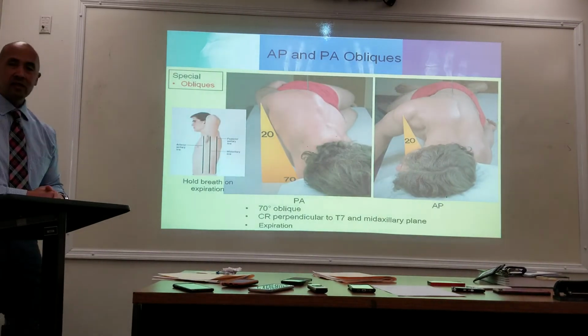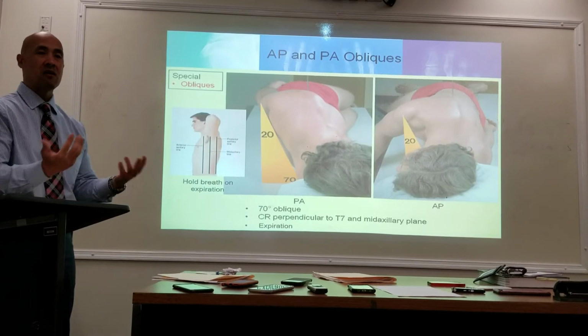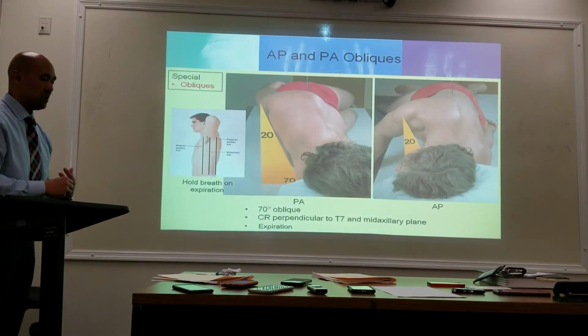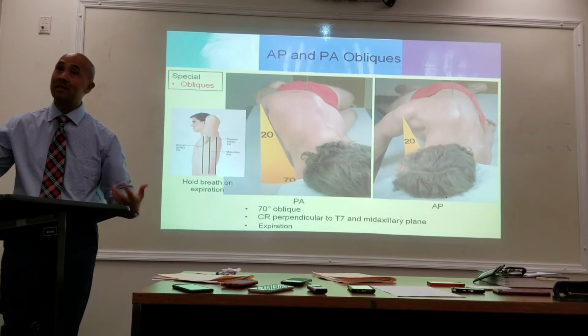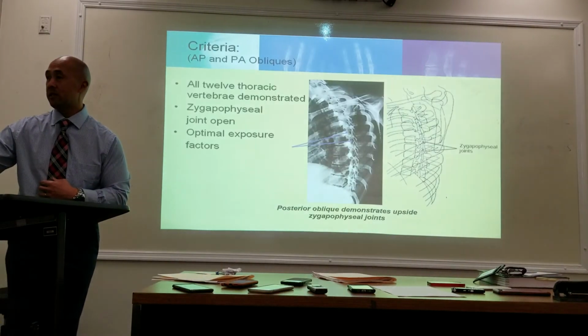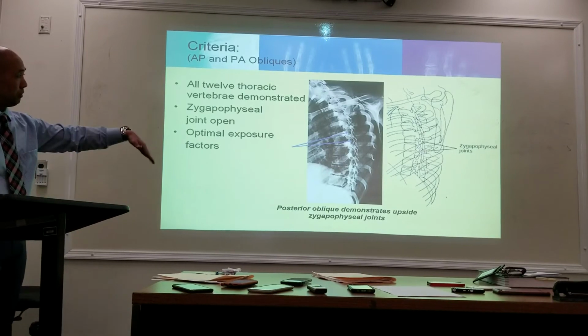Okay? Also done on expiration because we want to get as much of the air out of the lungs as possible. Could this be done in a breathing technique? Well, I've seen people do it. Okay, because you get something that looks like this. So breathing may help to blur out the ribs.